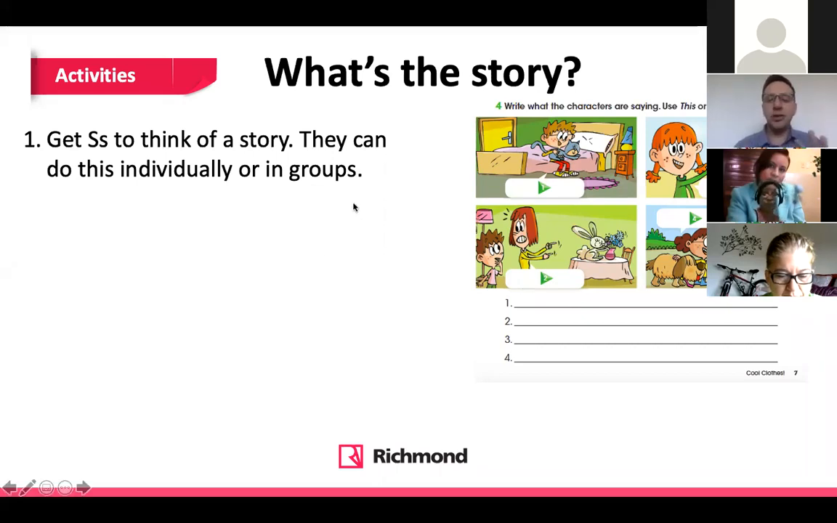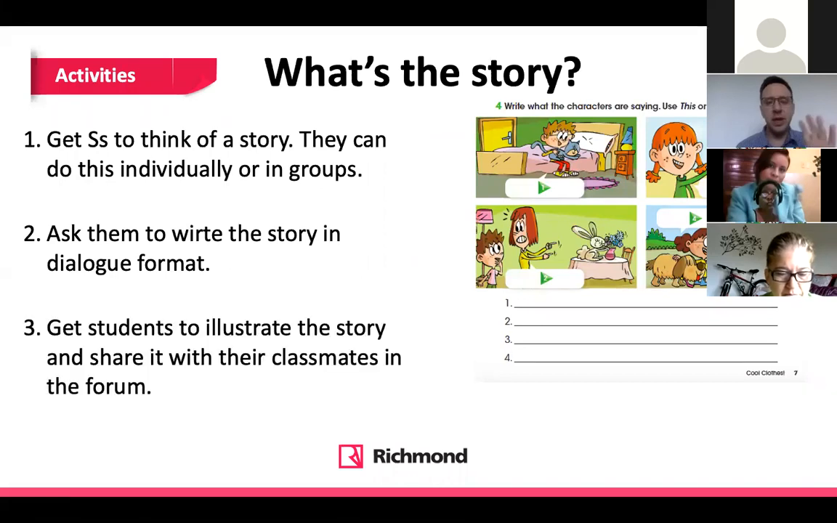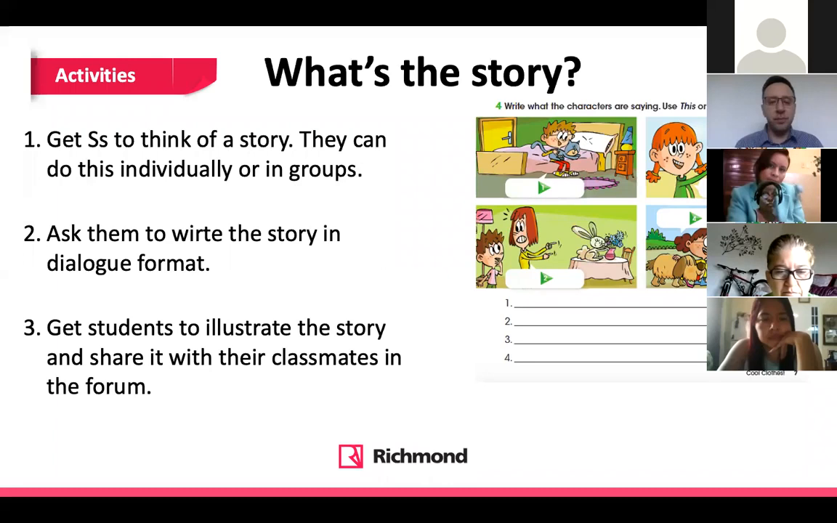So you would ask students to work individually or in groups, and you would ask them to write a story in dialogue format. Once they have all the dialogues, you're going to get students to illustrate the story. If they didn't select the images from the book, they will illustrate it. Now, I'm a really bad drawer, okay? Like as a cartoonist, I would be living literally in the streets, because I cannot even draw the sun.